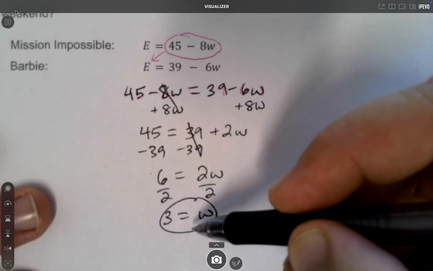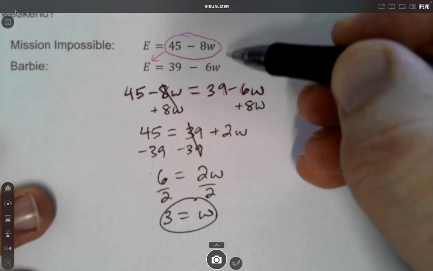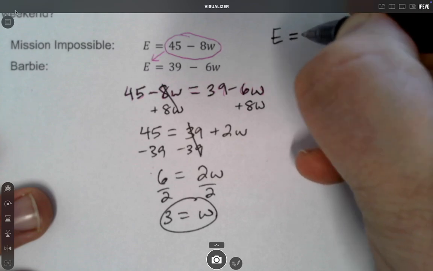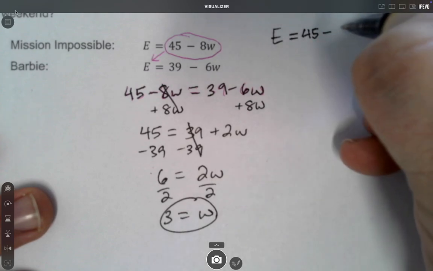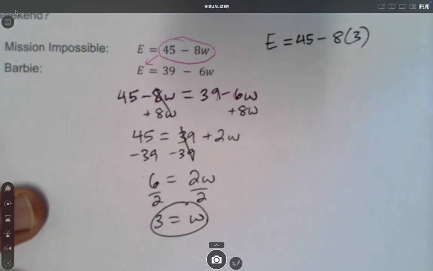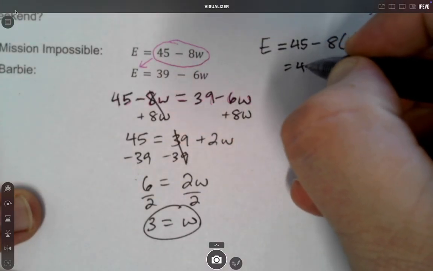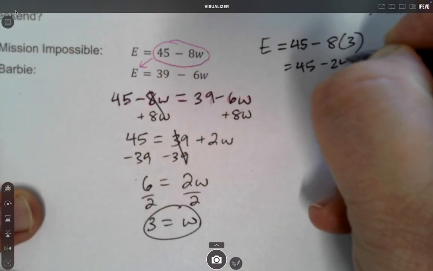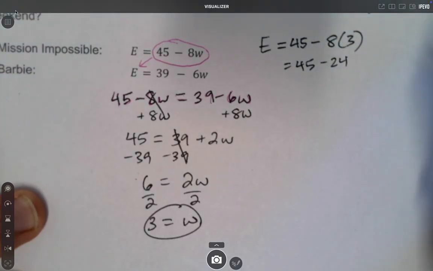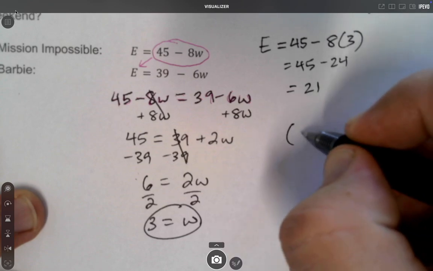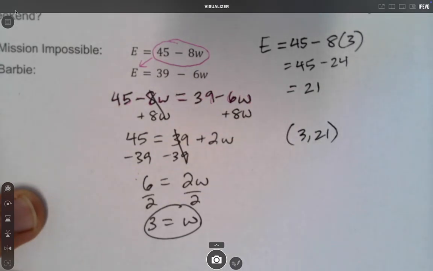Now we need to plug this back in, and you can do it for either one of these equations. You'll get the same answer either way. So I'll just plug it in the top equation. But if you plug it in the bottom equation, you'll get the same answer. 8 times 3 is 24. 45 minus 24 is 21. So our ordered pair would be 3, 21.